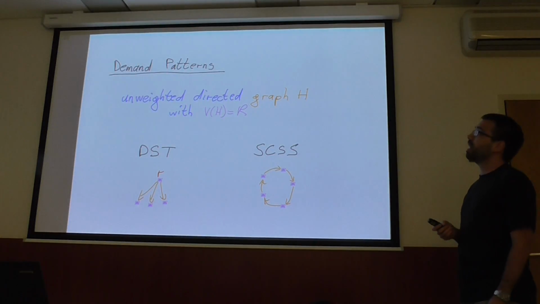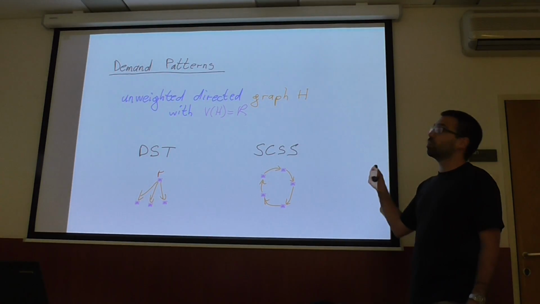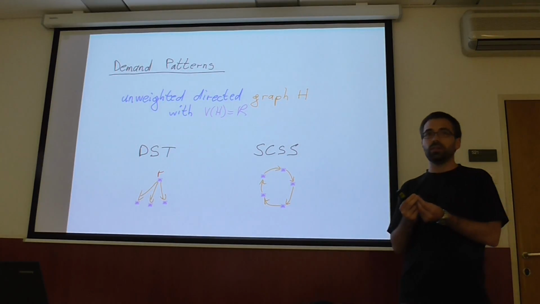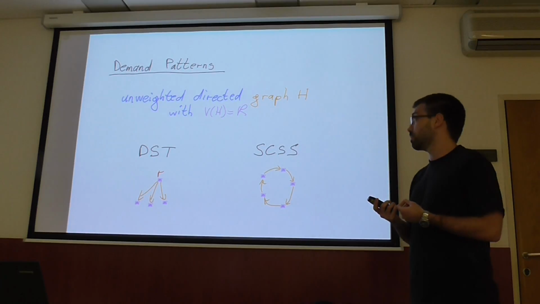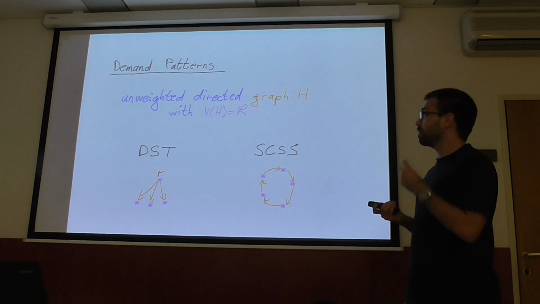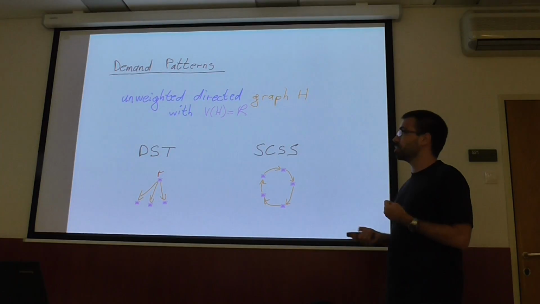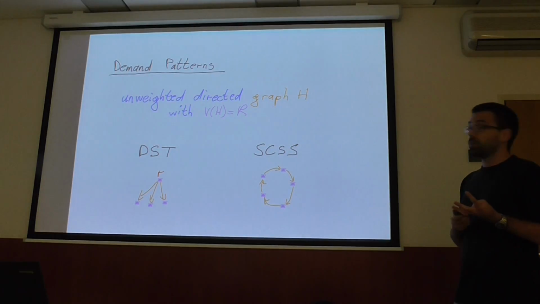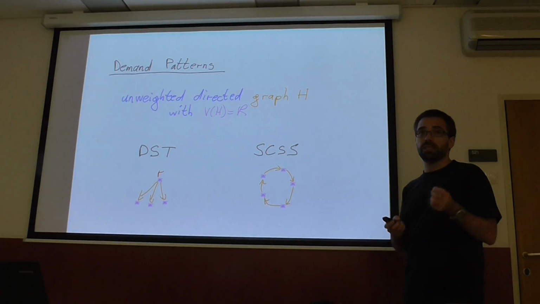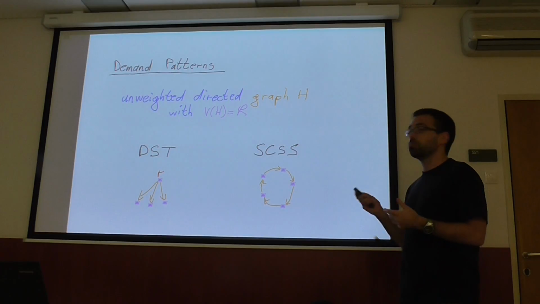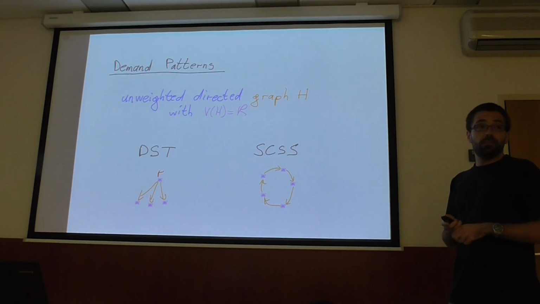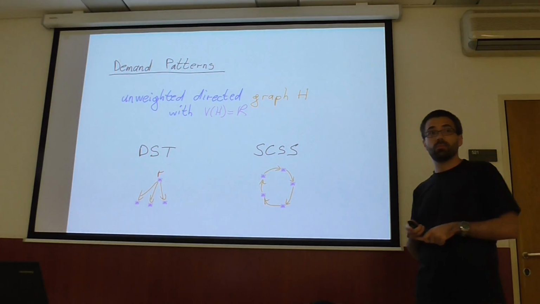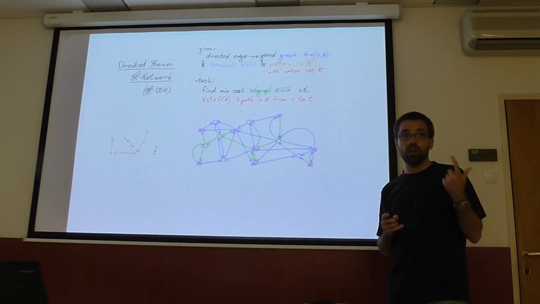Okay, so a demand pattern is just an unweighted directed graph on the terminal set, and it basically tells me how each terminal should be connected to every other terminal. So for the DST problem, for example, I want the root to be connected to all the other terminals, so the pattern is going to be an out star. For the SCSS problem, the pattern is going to be some strongly connected graph, for example, a cycle. So this means for each vertex, to whom he should be connected and who should be connected to him. So the formal definition follows now.